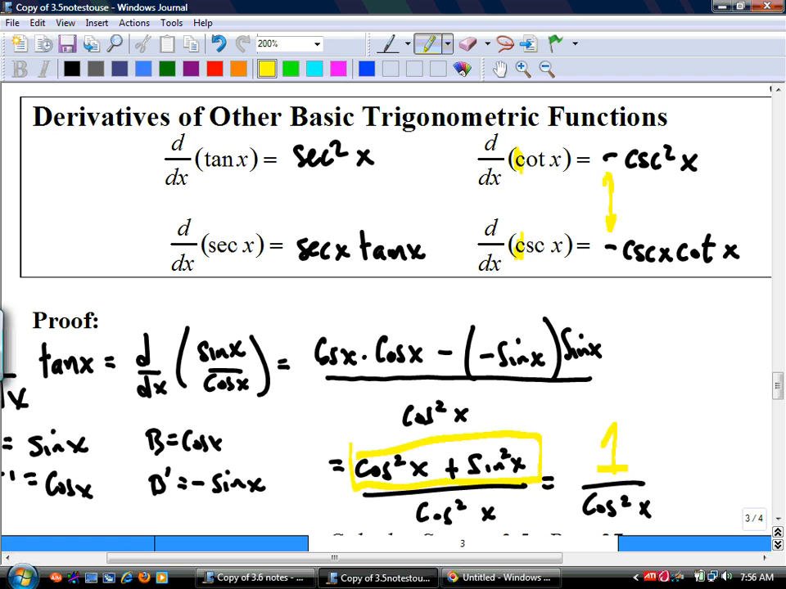Do you want me to do one of the other ones just to show you how we get them? Well, if I ask you to find the derivative of cotan, either you're going to memorize it or you're just going to write cotan as cos over sine and use the quotient rule. Right?